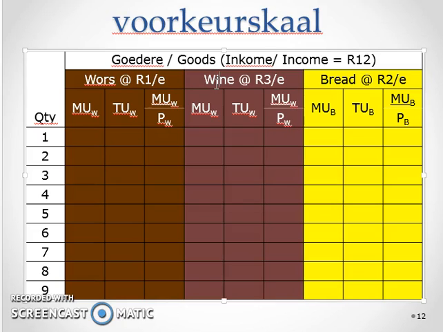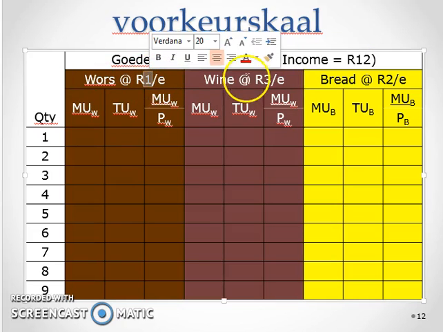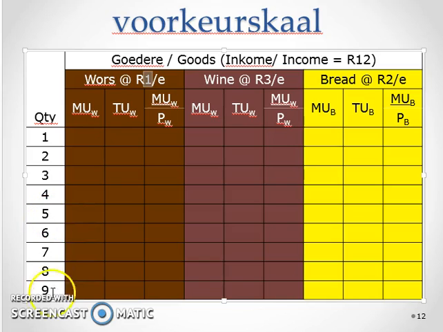So how do we determine equilibrium? There are 2 things we should consider. We have an income, so we only have 12 Rand. This is our budget. And we have 3 goods, each with their pricing. And then we have certain quantities.